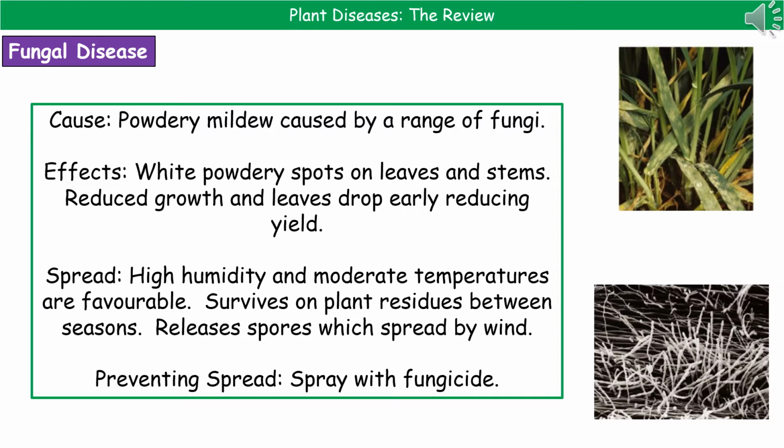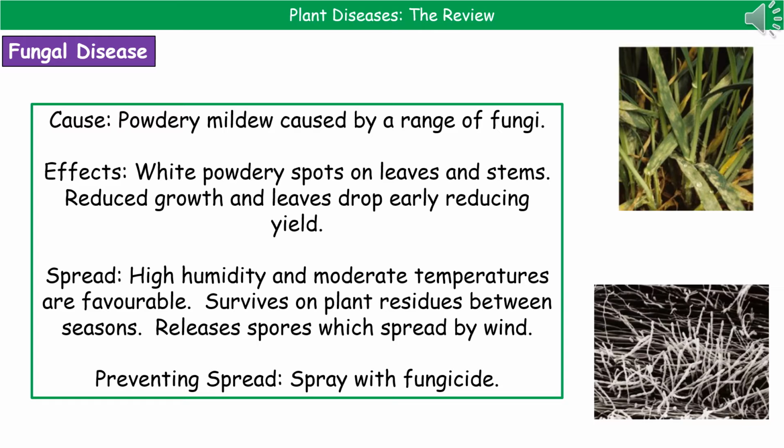In terms of how this one spreads, because it is a fungal disease, high humidity and moderate temperatures are really favourable to it. And it's going to survive on those plant residues between the seasons so that when the plants then grow, it can reinfect that new season. The reason it can do that is that the fungal disease itself is going to release spores which can be spread by the wind and then sit in that plant residue in the soil until the plants start to grow and then a new infection takes hold.